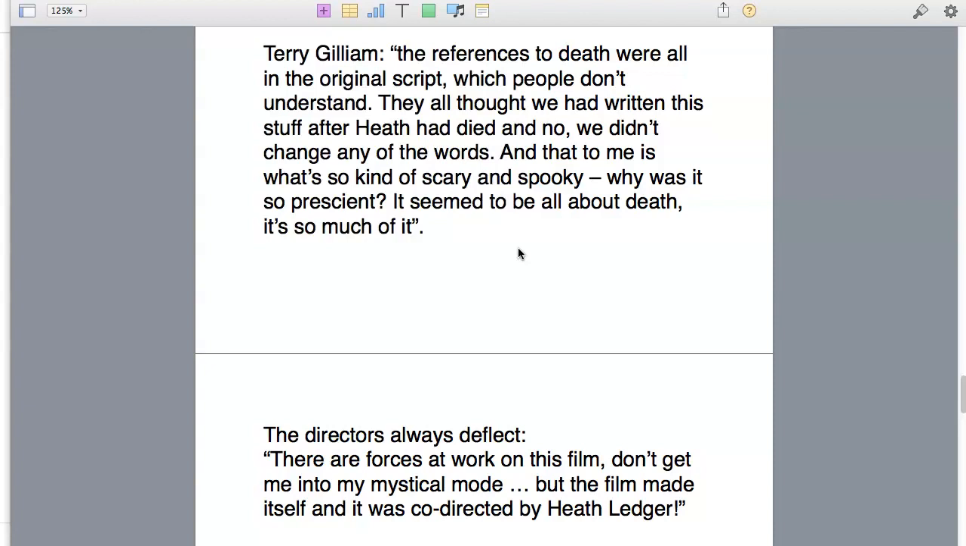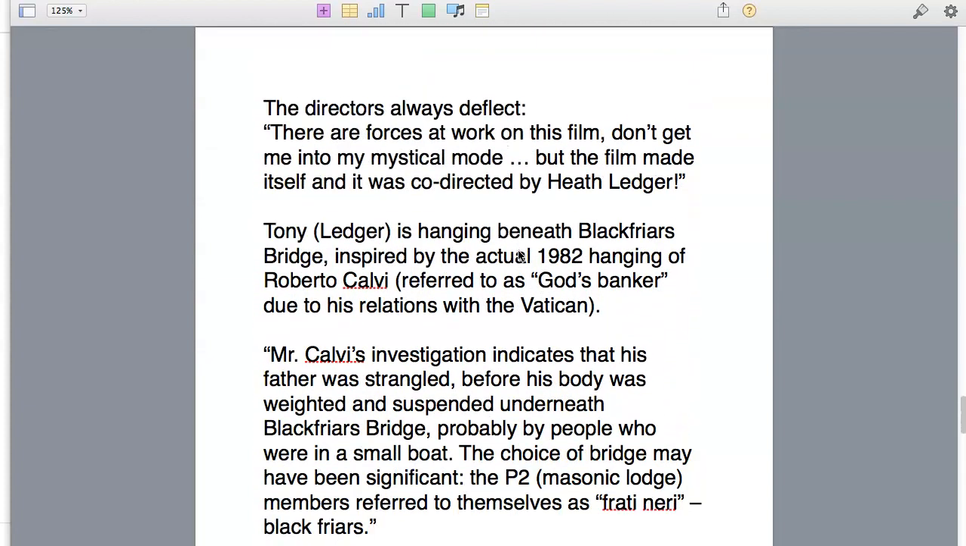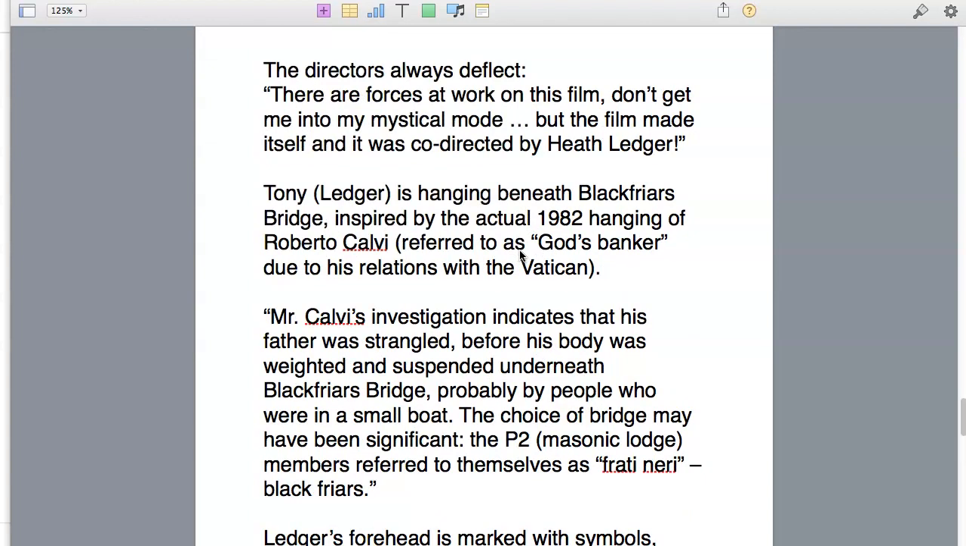And this is what the directors do, right? They all go out there and pretend like they're not sorcerers doing this stuff on purpose. And they give you these reasons for why, oh, I didn't know what was going on. We wrote this before he even died. And it just so happened that he ended up dying. Who would have guessed? It's just an accident. That's why I say the directors always deflect.